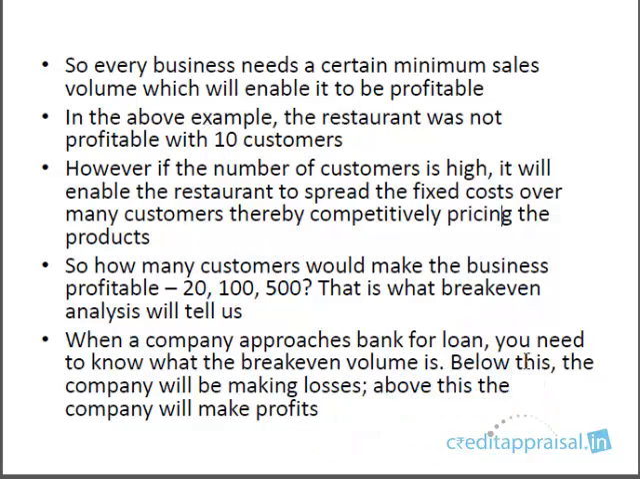So as a credit officer, you should be looking at this break-even analysis. What you will be looking at is the break-even volume. What is the minimum sales, or the minimum quantity of goods the company should be selling to be profitable.